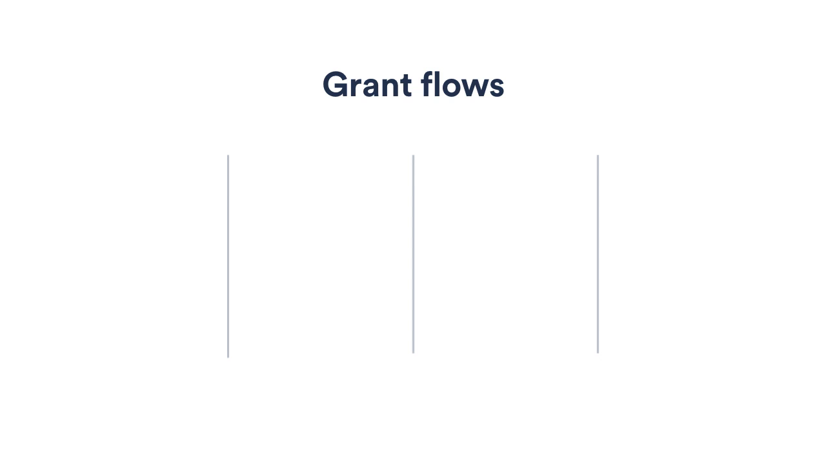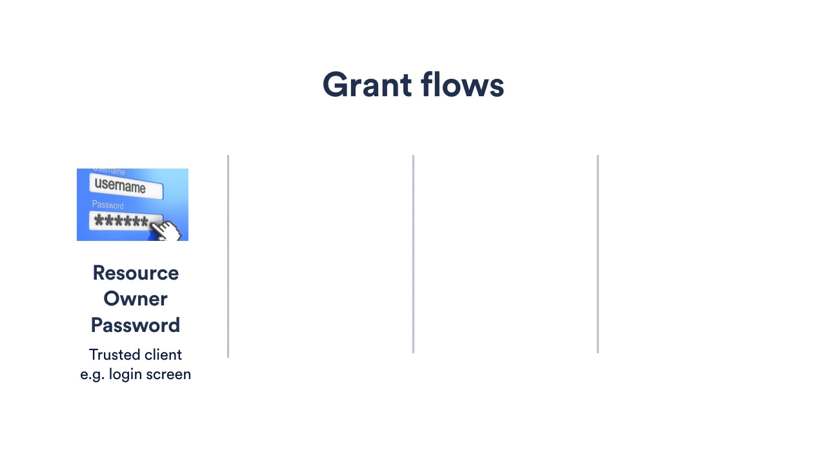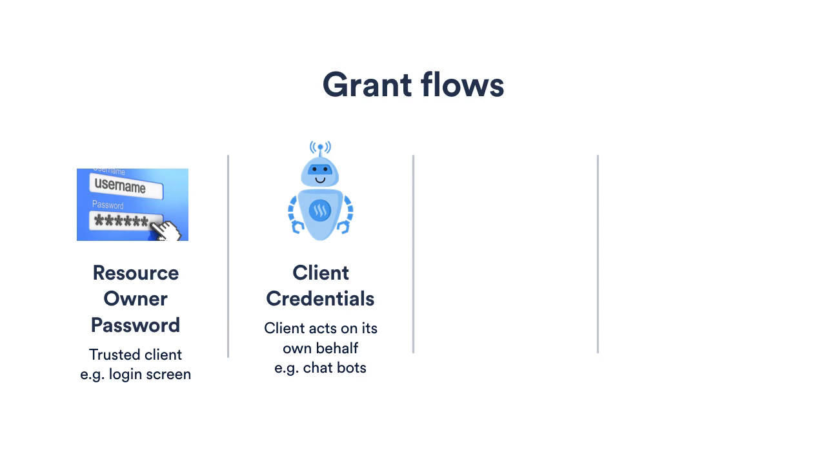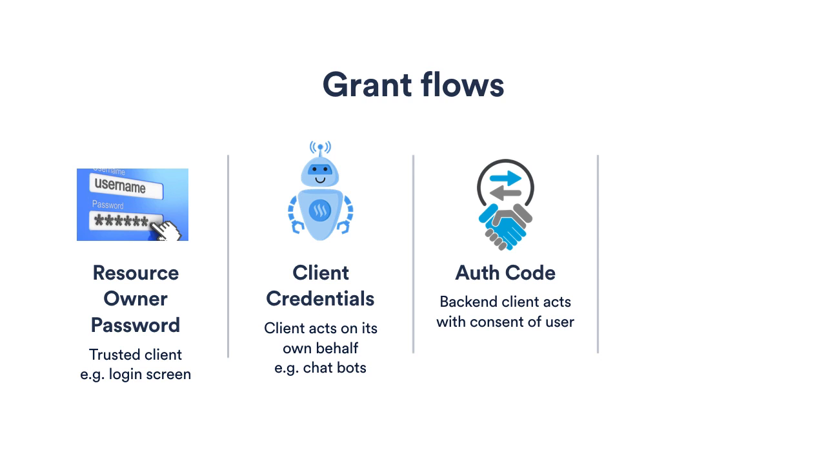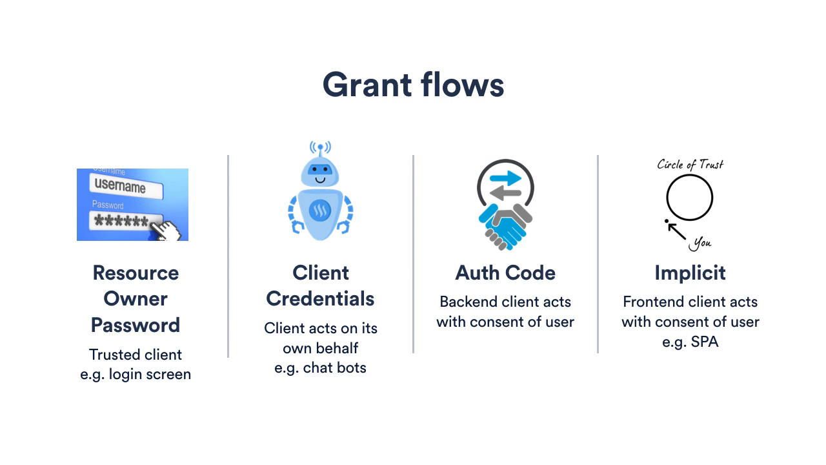So there are a lot of these flows, but the four main ones you'll hear about are, firstly, resource owner password, which is kind of like basic auth or the login screen essentially. The second one you hear about is what's called client credentials, and that's where the client acts on its own behalf. So think about chatbots, for example. Next, we have the authorization code flow, which is what Diogo mentioned in his keynote. And that's where a backend client can act on behalf of a user. And finally, there's implicit flow, which is used when you only have a front-end client where you can't store any secrets, but it's very similar to the auth code flow mechanism.